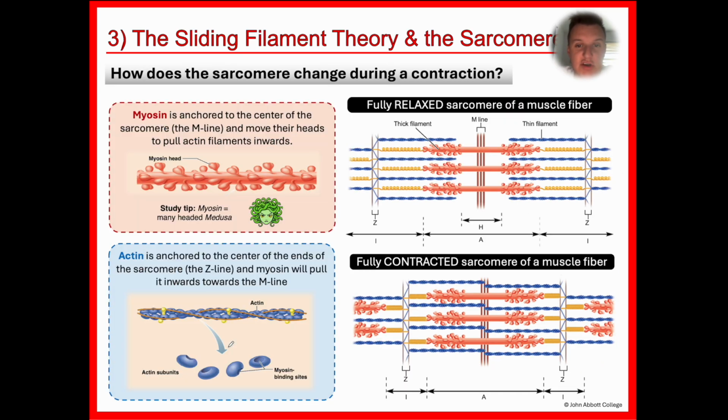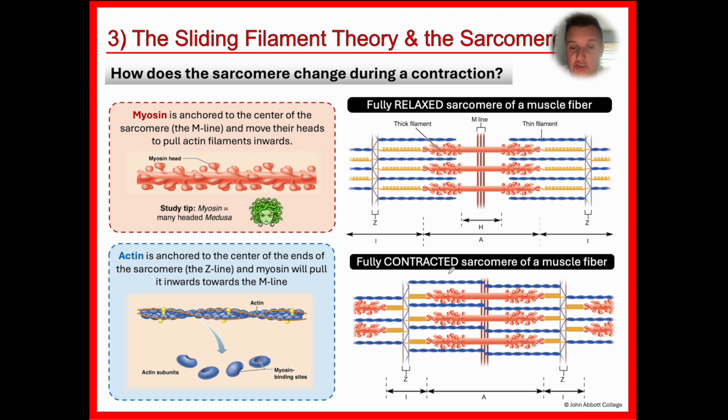Okay, so how does the sarcomere change during a contraction? This is a fully relaxed sarcomere of a muscle fiber. I want you to imagine your biceps muscle, and it's relaxed. Then I want you to imagine it when it contracts, right? When it's relaxed, all of those muscle fibers have myofilaments, which have sarcomeres, and each of the sarcomeres, when it's relaxed, looks like this, okay?